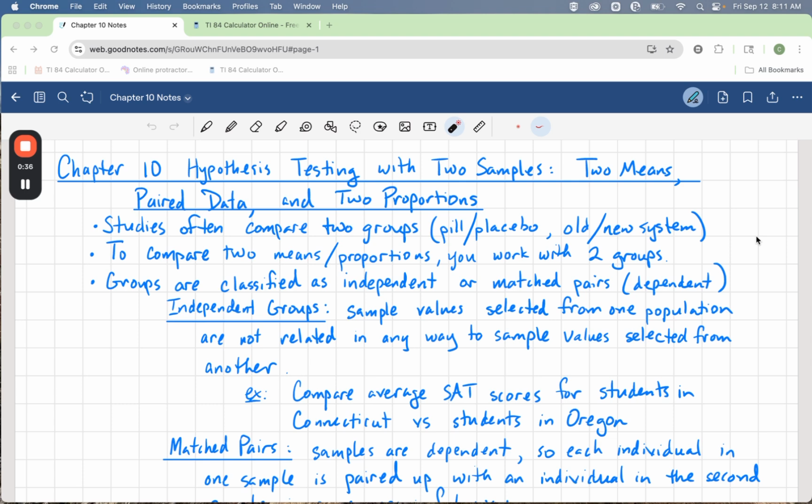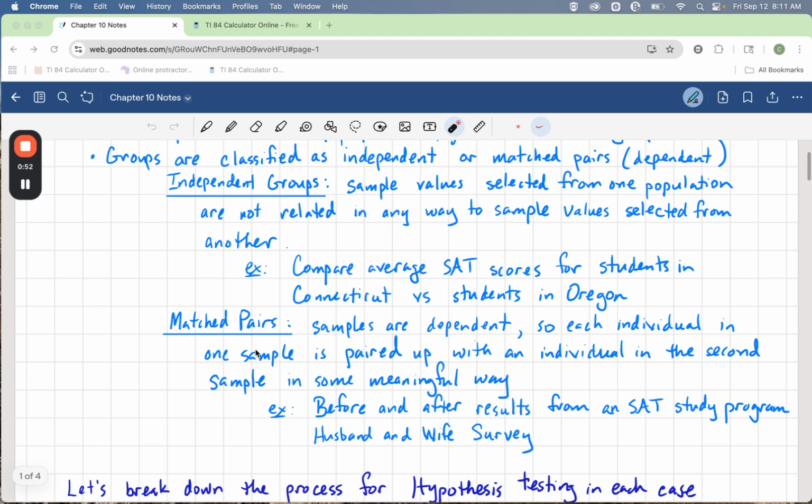Groups are classified as independent or matched pairs, which are dependent. So independent: sample values selected from one population are not related in any way to sample values selected from another. For example, if we're trying to compare SAT scores for students in Connecticut versus students in Oregon, you may make a hypothesis like the null hypothesis would be the SAT scores are the same. Alternative would be the students in Oregon have higher SAT scores than students in Connecticut, right? So that would be an example of an independent survey.